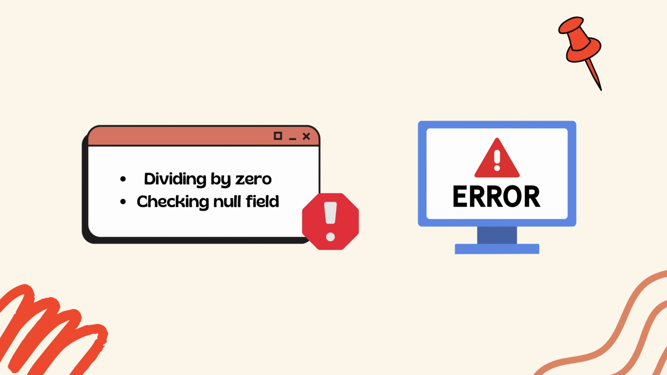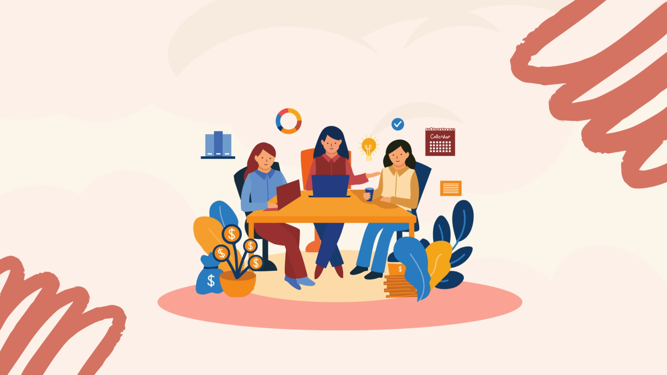Dividing by 0 can lead to errors in your formulas. Always ensure that the denominator is never 0. Additionally, when checking null fields, it's best to use the is_blank function to avoid complications. And there you have it. You've mastered working with numbers, currency, and percentages in formulas.